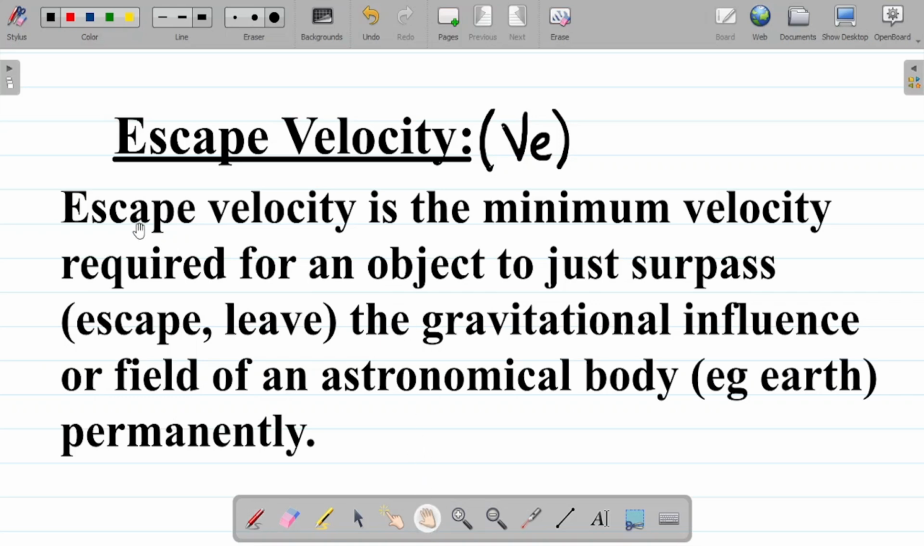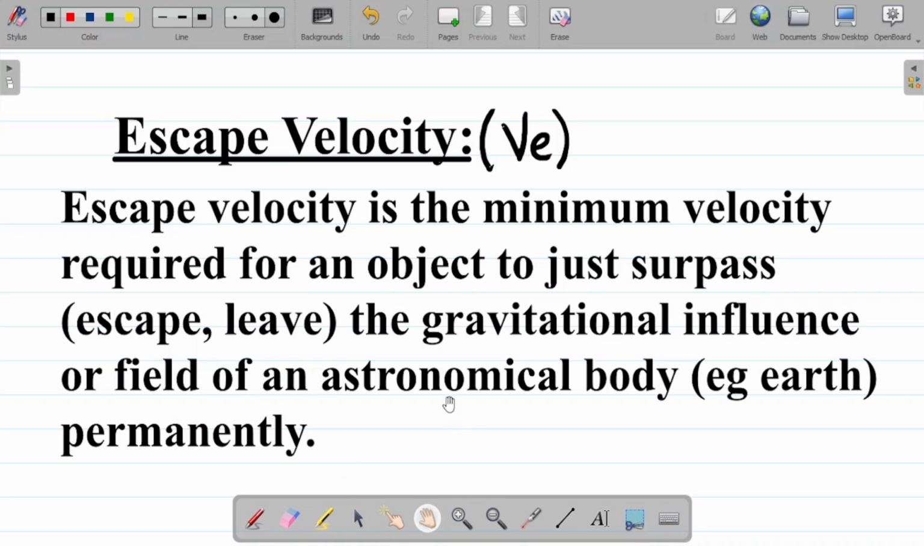Now, a definition: escape velocity is the minimum velocity required for an object to just surpass, which means to just escape or just leave the gravitational influence or field of an astronomical body, for example the Earth, permanently. For an object to surpass the gravitational influence of the Earth or another planet, it must be projected with a particular minimum velocity. That minimum velocity is called the escape velocity.